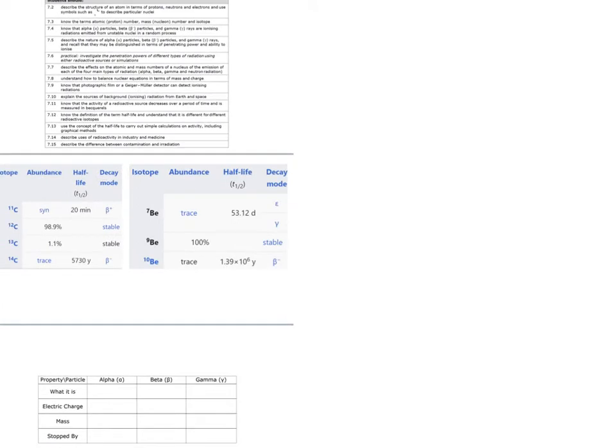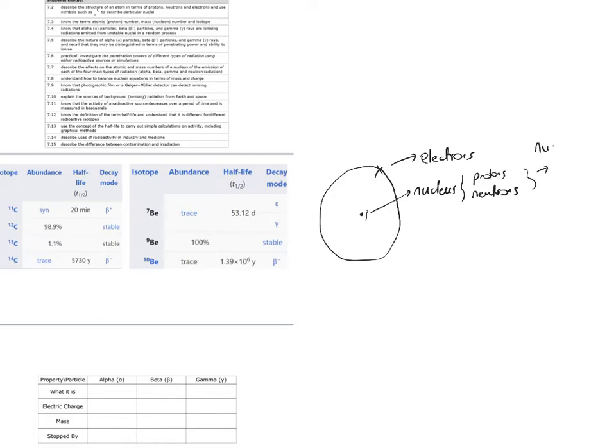Let's get started. I'm going to do this in order and I'm going to start with atomic structure. Hopefully you're familiar with the basic structure of an atom consisting of a nucleus and then the electrons orbiting in shells. Inside the nucleus we've got protons and neutrons, which collectively you can describe as nucleons, particles which form the nucleus.